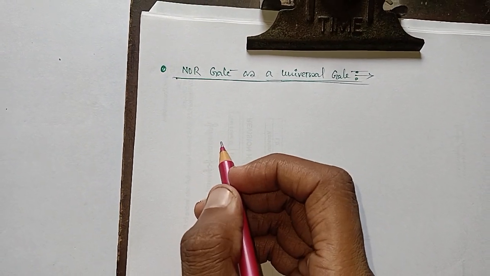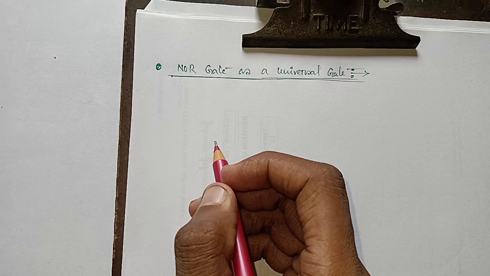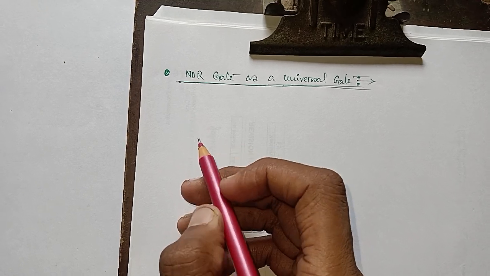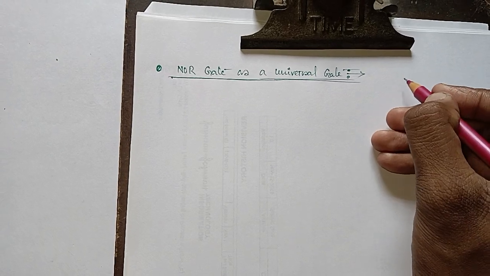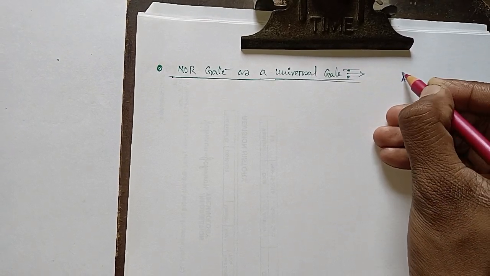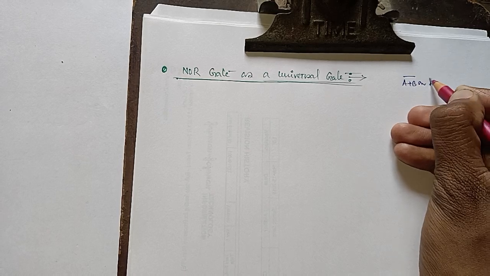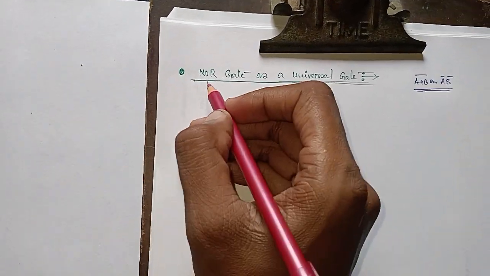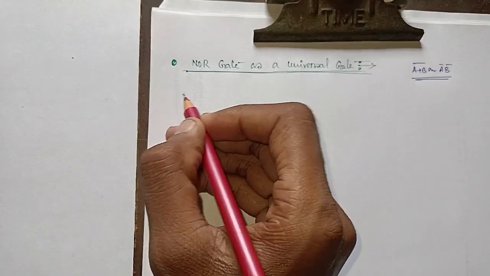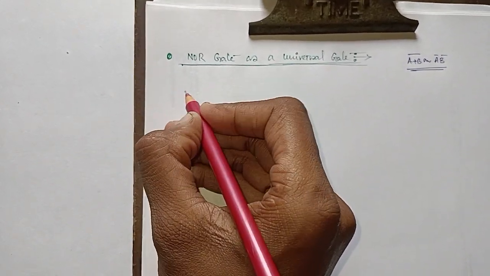In the previous video, we discussed the universal gates. The NOR gate and the NAND gate are called universal gates. The basic representation of the NOR gate is (A plus B) bar, or we can say it is A bar dot B bar. So why is it called a universal gate? Because we can implement all the basic gates using the NOR gate.